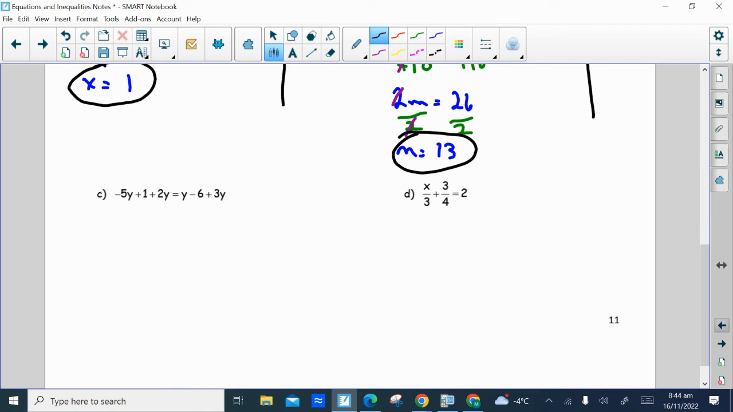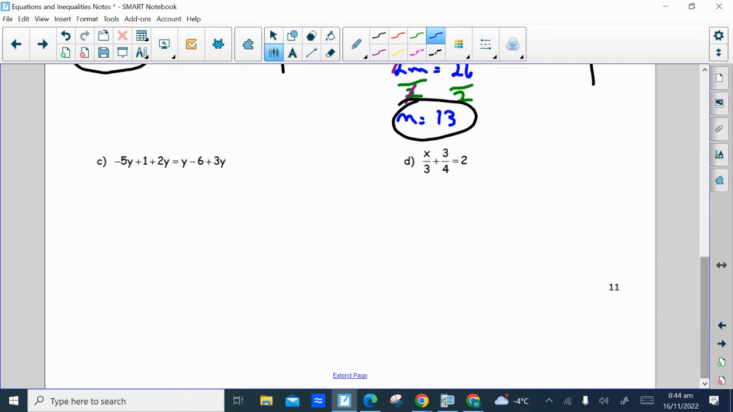Right? Question C, there are no brackets there, but we do have some like terms that we can put together. On the left side, you have a negative 5y and a positive 2y. Those are like terms. They're both y's to the power 1, so we can combine them. Negative 5 plus 2 is negative 3y plus 1. Same thing on the right side. You have a positive y and a positive 3y. 1y plus 3y is 4y. And then you have the minus 6 there still.